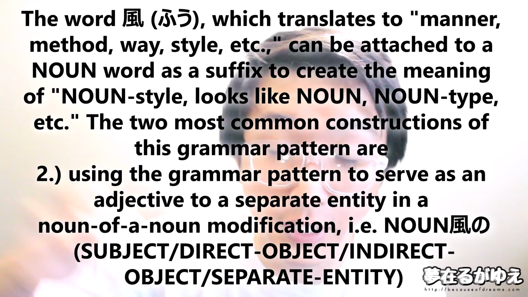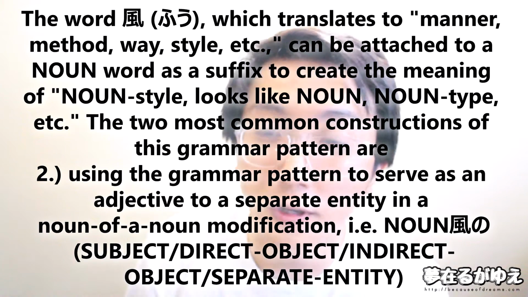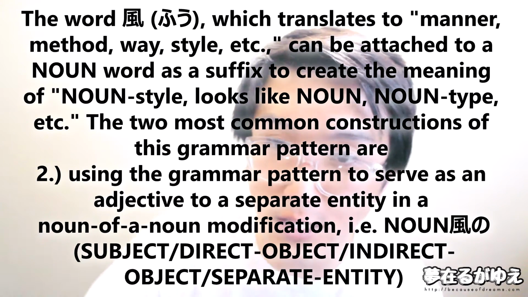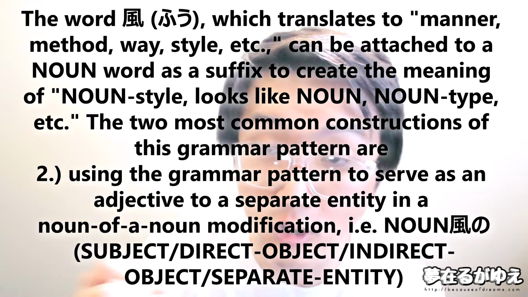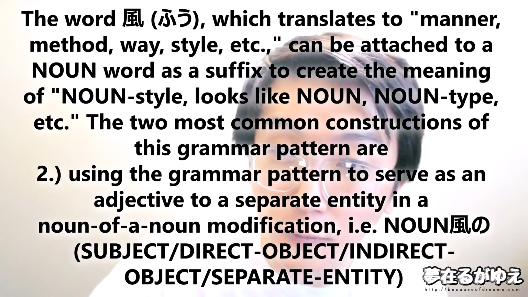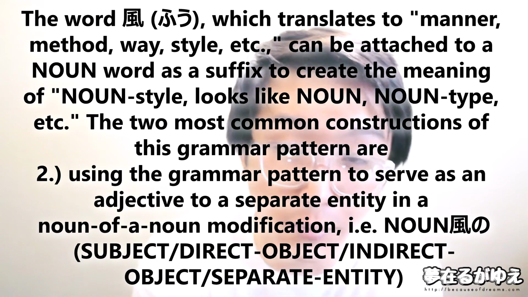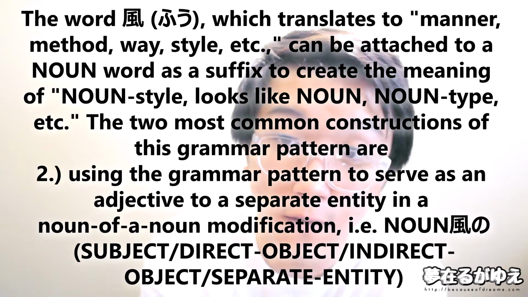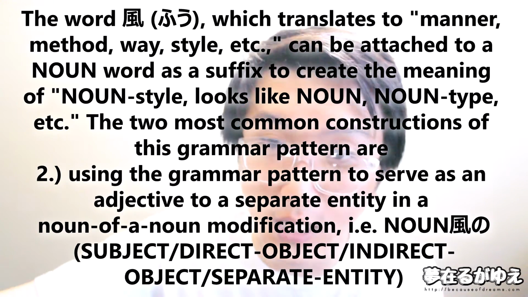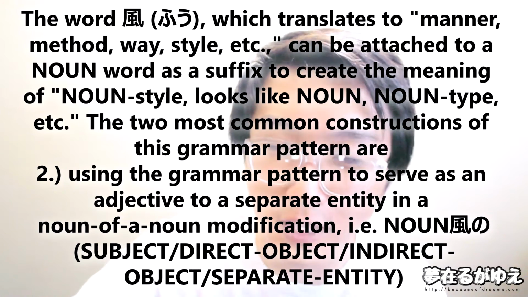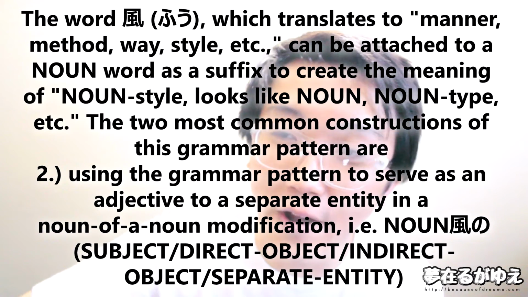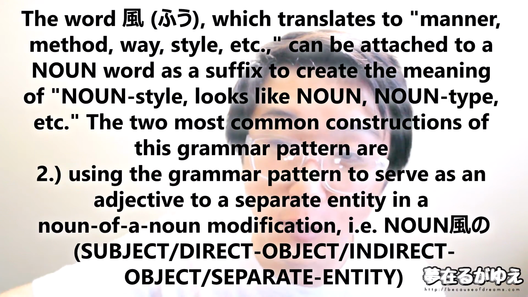The other construction that we're going to use is the alternative that we've been doing in a lot of previous videos as well, in which we're going to be using this grammar pattern, noun fu, to actually modify the subject of the sentence before the closing statement. So it'll be something along the lines of blank fu no subject of the sentence. So grammatically speaking, what we're doing there is using this grammar pattern as a kind of noun modification adjective to another noun.